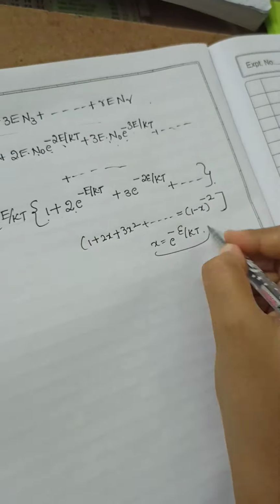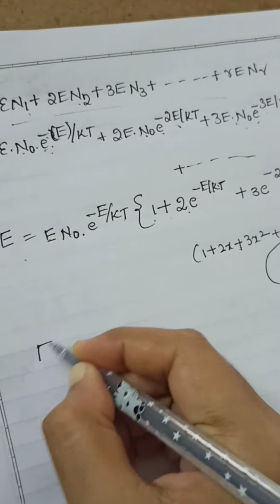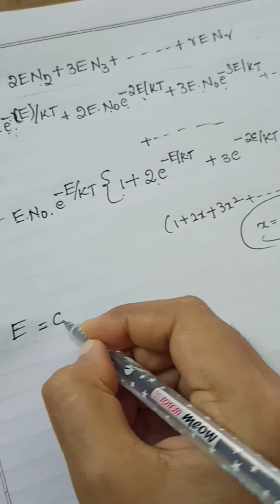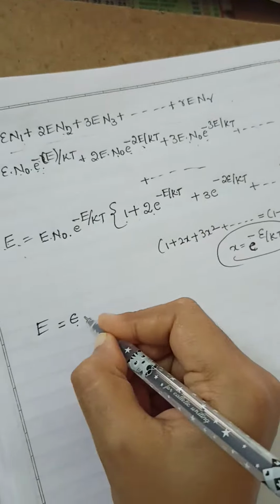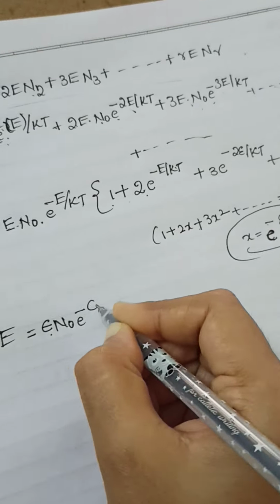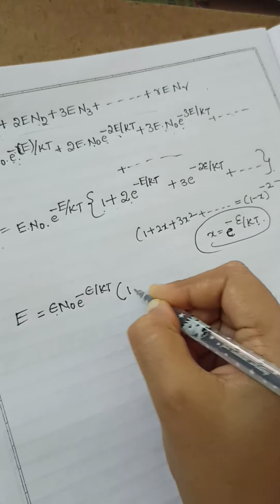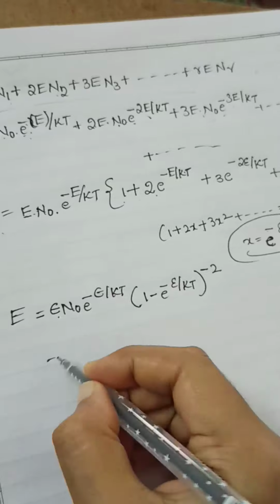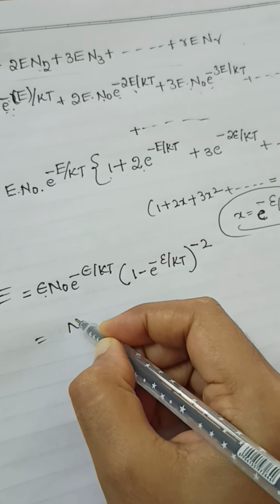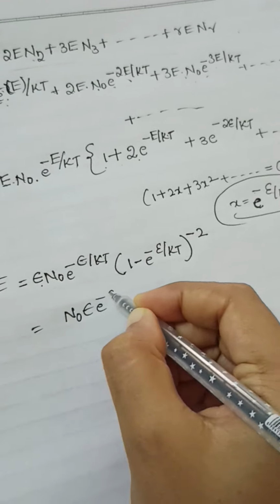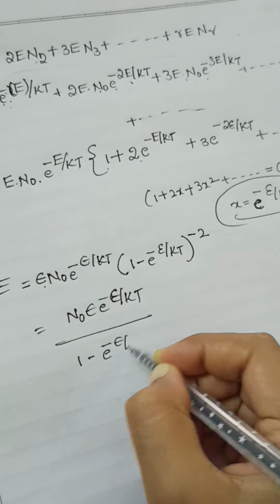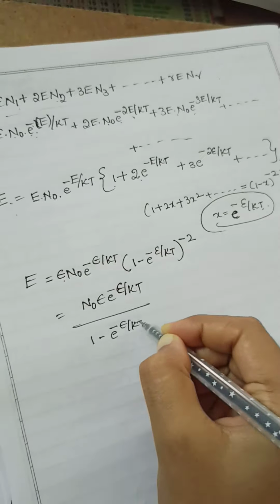So substitute this value in this equation. So E is equal to, this ε is different from this E, don't cancel both of them; that is why you can differentiate this ε from this E. E is N0 ε e to the power of minus ε by kT into 1 minus e to the power of minus ε by kT whole to the power of minus 2. I can also write this as N0 ε e to the power of minus ε by kT divided by 1 minus e to the power of minus ε by kT whole square. This is the energy.